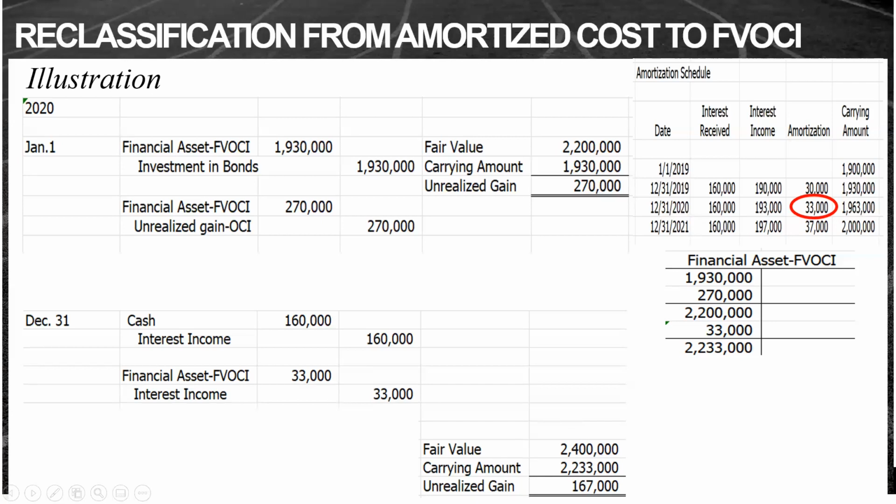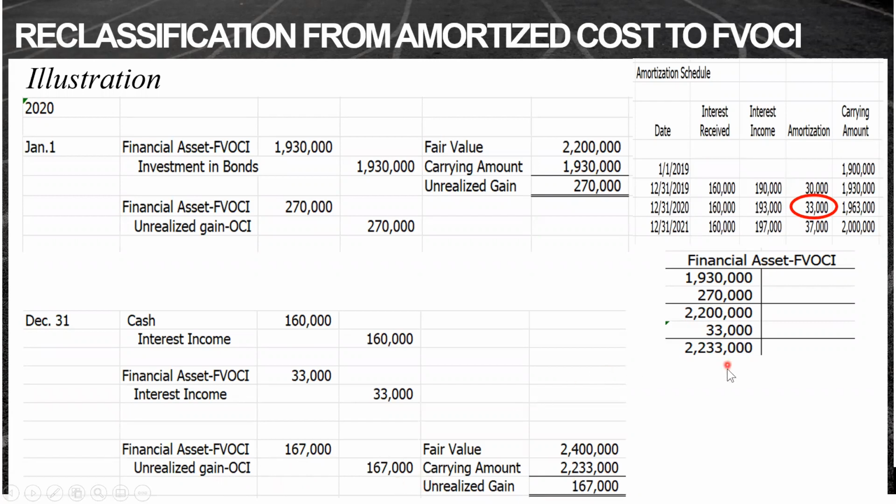So we compare that amount to our carrying amount of 2,233,000 as what we have computed here. So we have a difference of 167,000, which we consider as unrealized gain, which will be reported in OCI. So this will be our entry to recognize this unrealized gain OCI. We debit financial asset FVOCI at 167,000 and we credit unrealized gain OCI at 167,000.